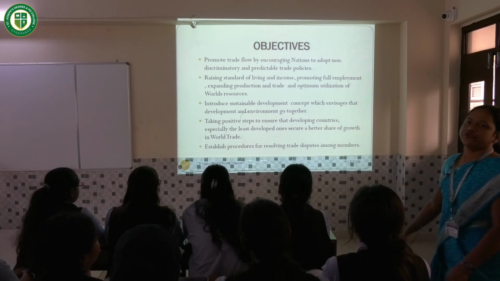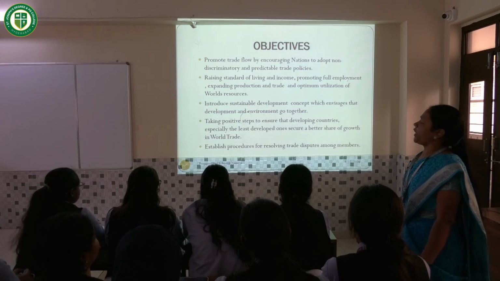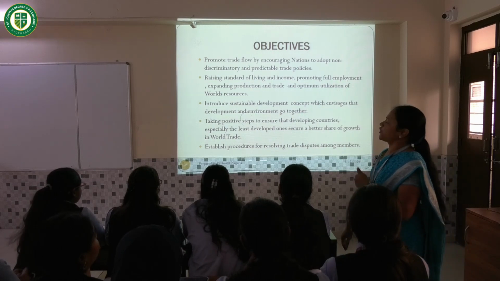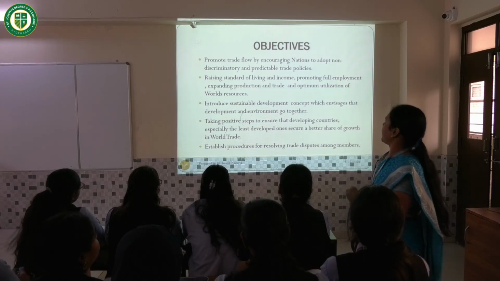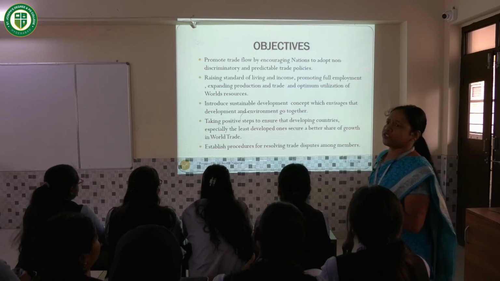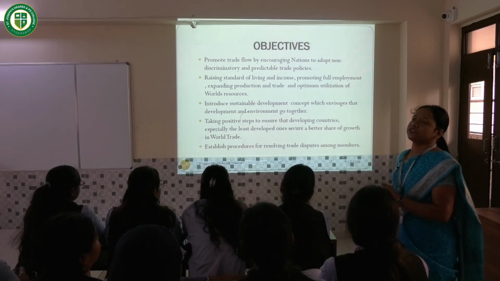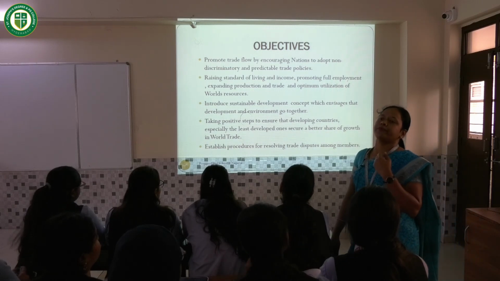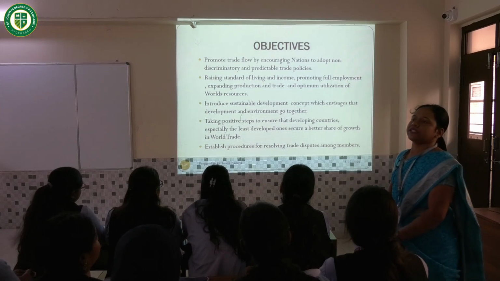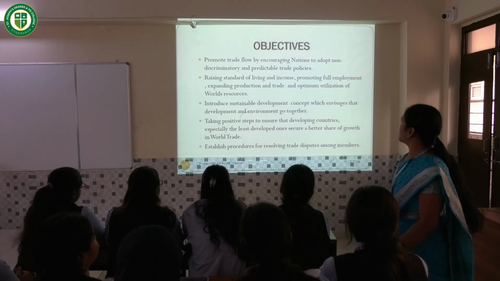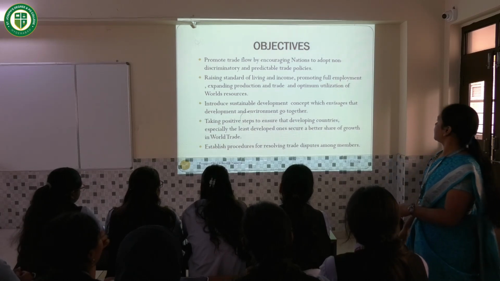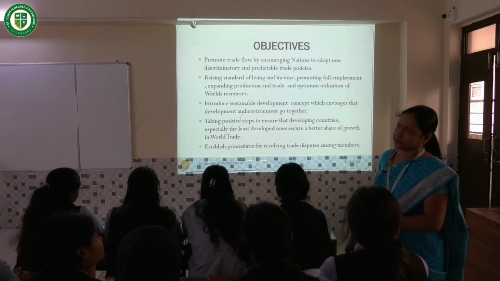The first objective focuses on promoting the trade flow by encouraging the nations to adopt non-discriminatory and predictable trade policies. When we talk about non-discriminatory, the products, whether locally manufactured or imported, are to be treated equally. The second objective focuses on raising the standard of living of individuals, promoting full employment, expanding production and trade, and optimum utilization of the world's resources.